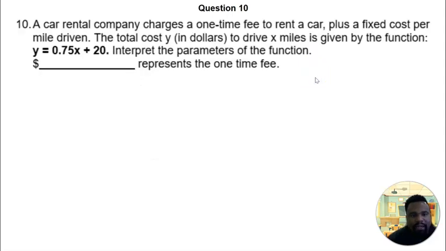All right, let's look at number 10. A rental company charges a one-time fee to rent a car plus a fixed cost per mile driven. And this is given by this function, y equals 0.75x plus 20. Notice this is slope-intercept form.